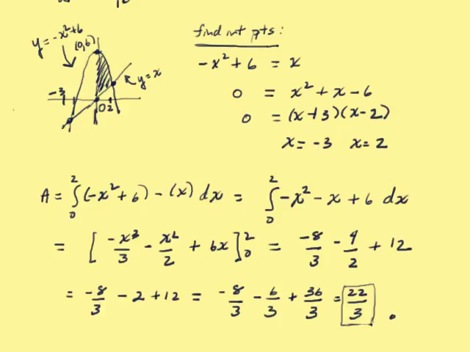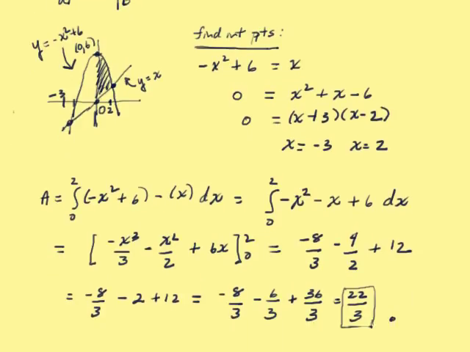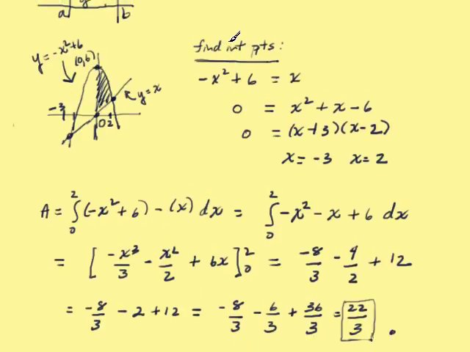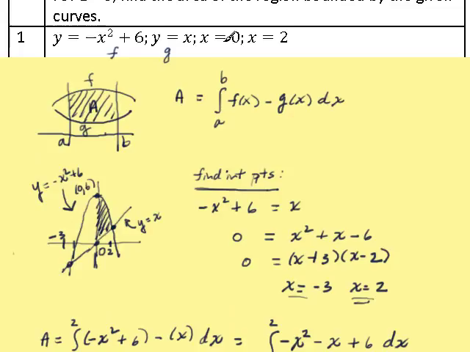So that's our area. Let's suppose we had no knowledge of the graph. Well, we could just find the intersection points, start here like we did, and we see that we have 2 intersection points. We would still integrate from 0 to 2, because that's what the instructions said all along, to integrate from 0 to 2.